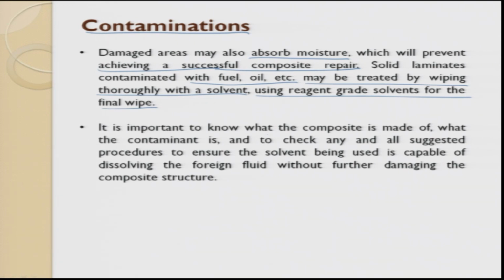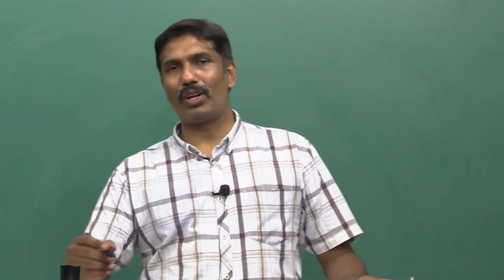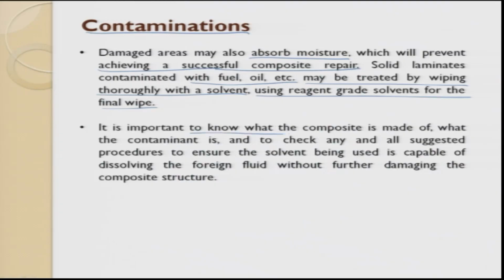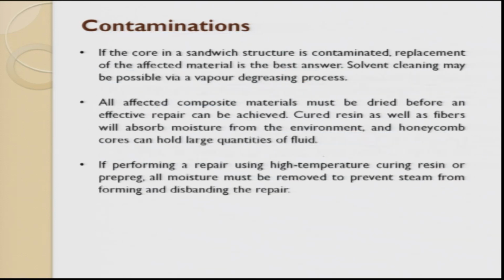It is important to know what the composite is made of. Suppose whether it is made of thermoplastic or thermoset. In thermoplastic, what is the effect of hygroscopicity? What is the effect of a solvent reacting with it? All this knowledge is required. So, it is important to know what the solid is made of and what the contaminant present there is, and we have to check for a procedure and then choose a solvent such that the contaminants are removed from the damaged area.